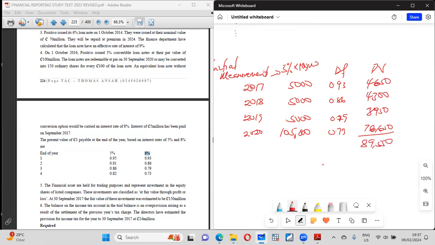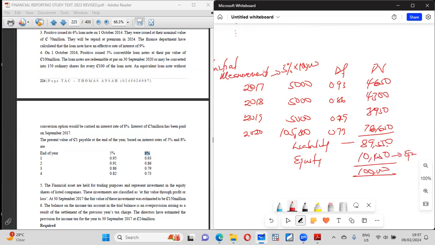So when we compare it to the nominal of 100,000, this 89,550 is the liability component. The equity component is what? The difference, which is 10,450. So this one will be added to our equity.